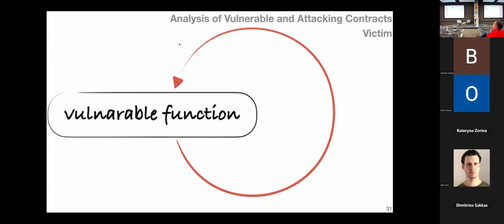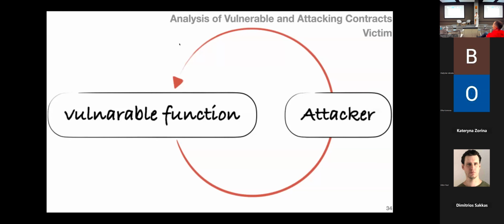When a vulnerable function calls an external account, it doesn't know what it calls. It may be an externally owned account, it may be a contract account, and finally it may be the contract account of the attacker. Formally, this process can be described as transferring control flow to an untrusted contract.